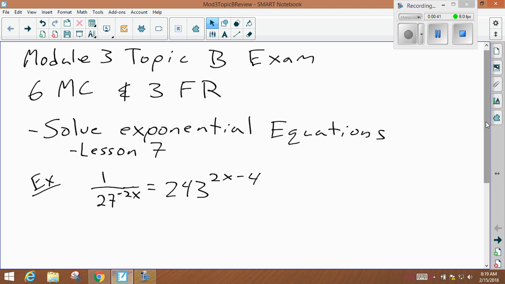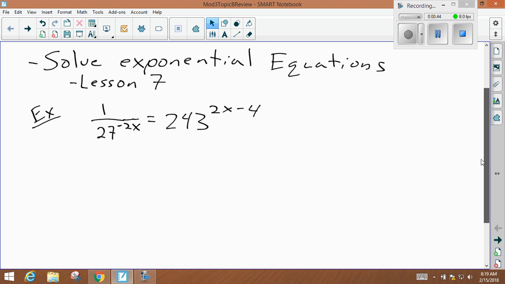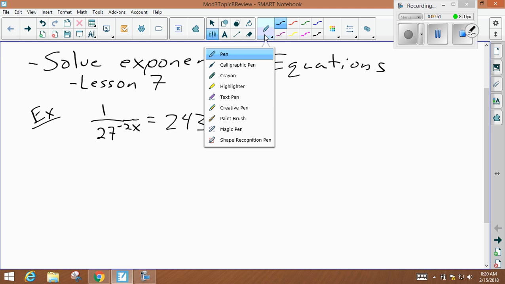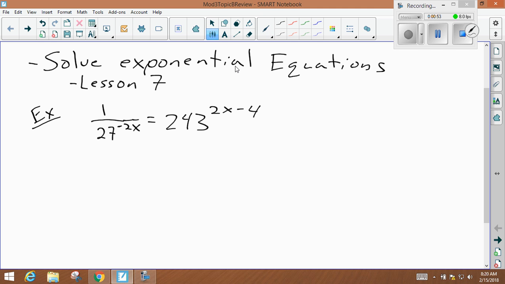First thing you need to do is solve exponential equations. Okay? That is Lección 7. For example, solve this equation that has some variables and exponents. The first thing that I'm going to want to do, I don't need this anymore. I'm going to write this as 1 over 3 cubed to the negative 2x.